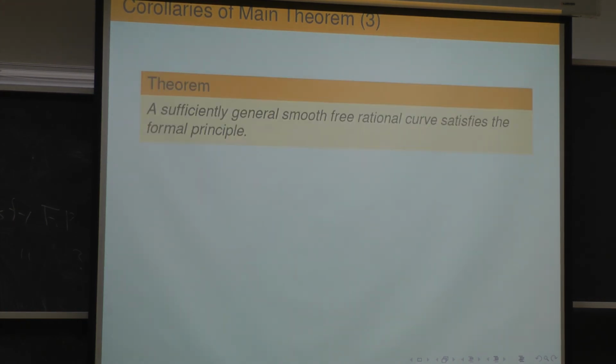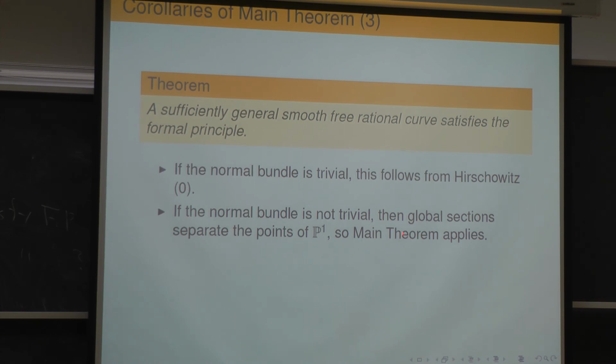And then, as I say here, any sufficiently general smooth free rational curve satisfies the formal principle. You don't need any Fano assumption. Any complex manifold works, because if it deforms, some sufficiently general one always satisfies this. If the normal bundle is trivial, then this follows from Hirschowitz's result, the flat case. And if the normal bundle is non-trivial, then global sections separate points always on P1.